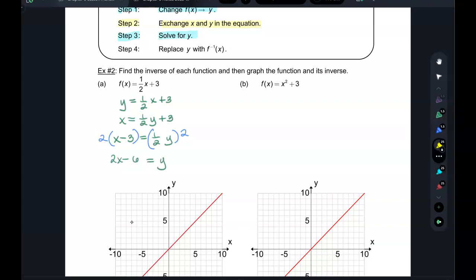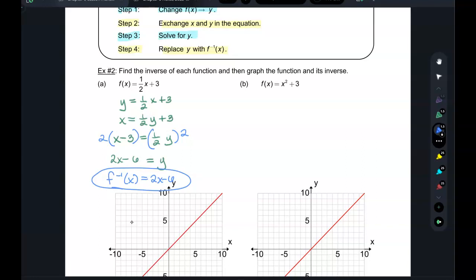And the last step seems like a silly one, but we do want to rewrite it with a -1. That -1 means f inverse. So I'm going to just write, f inverse of x equals 2x minus 6. The -1 is just notation. It just means f inverse. We don't say f to the -1, even though that's what it looks like.